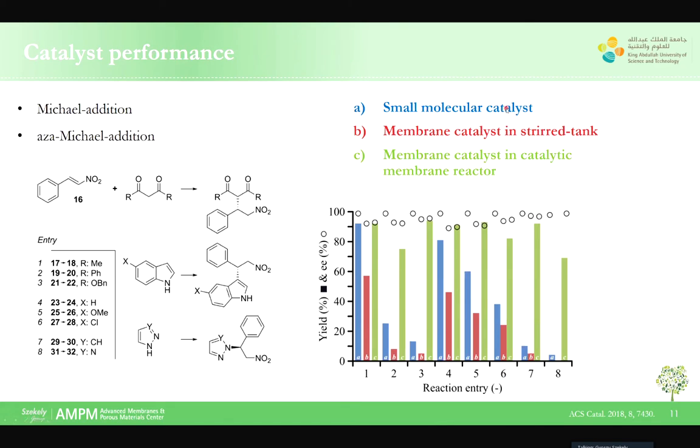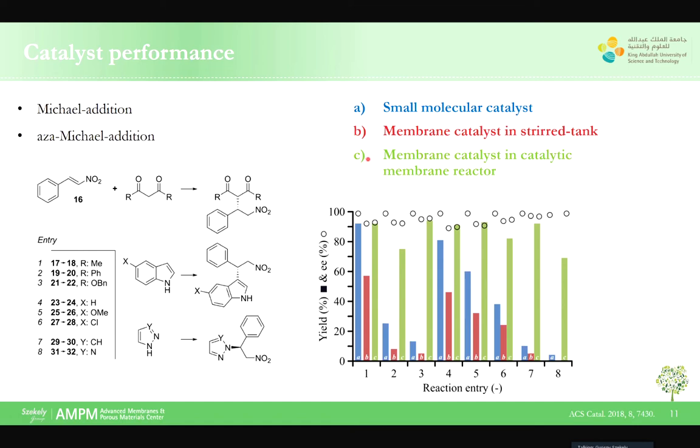That's A. Then we have the membrane catalyst in a stirred tank. In that case, we prepared our catalyst anchored membrane, but instead of applying it under pressure and doing any filtration through the membrane, we took this catalytic membrane, placed it into a stirred tank, and then basically used it as a solid supported catalyst. Okay, so now from moving from A to B, we move from homogeneous catalysis to heterogeneous catalysis.